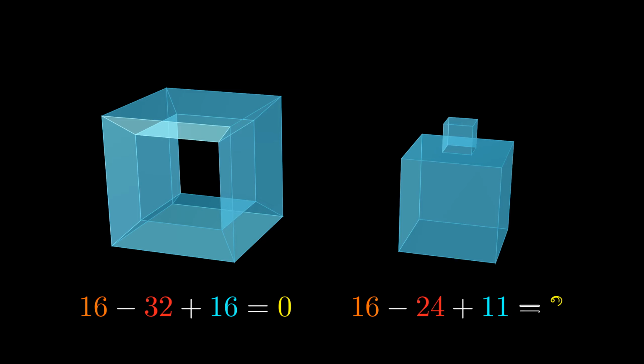On the left, there are 16 vertices, 32 edges, and 16 faces. On the right, there are 16 vertices, 24 edges, and 11 faces. In these cases, if we take the number of vertices, subtract the number of edges, and add the number of faces, we see that the result is actually 0 on the left and 3 on the right, contradicting what was thought to be true. Thus, we see that there had to have been a flaw in the proofs that had been made.